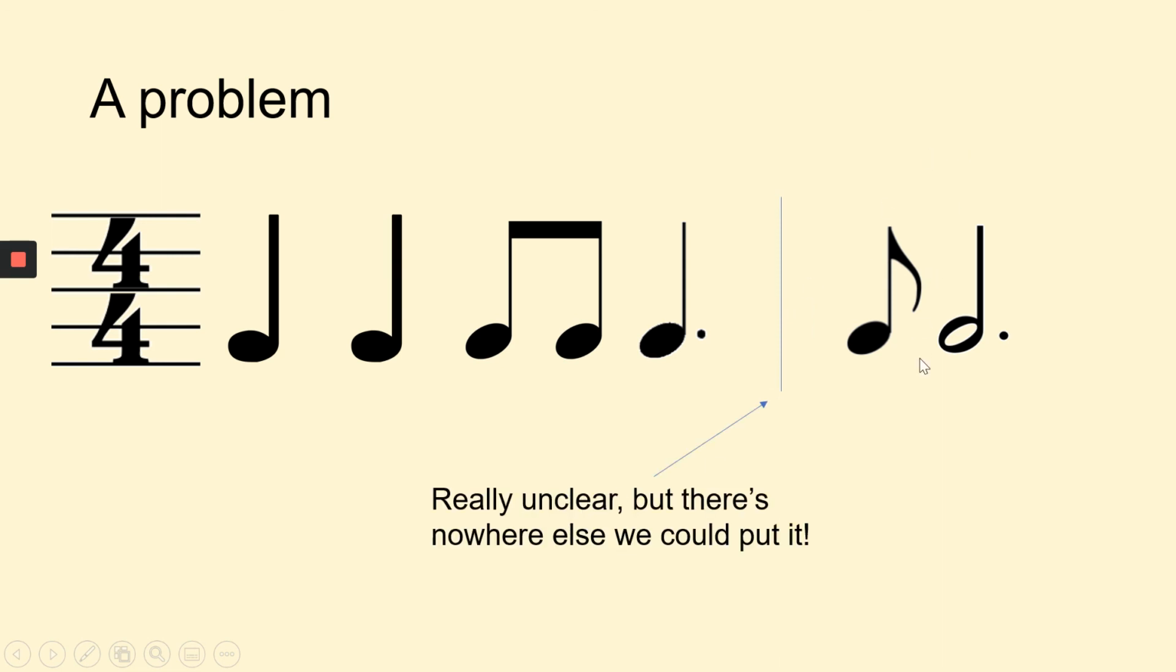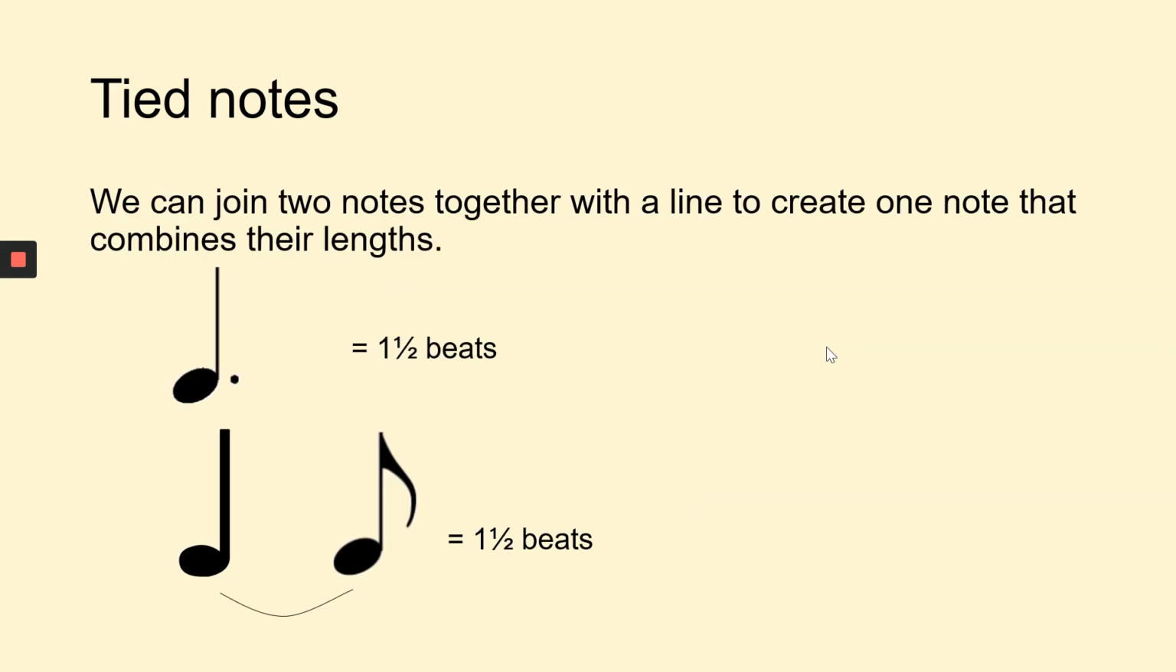If we put it over here, then none of the bars would add up properly, and if we put it over here, same problem. We end up with 3 beats over here and 5 beats over here. So how can we indicate that this note needs to last over the bar line? We do that with something called a tie. We can join two notes together with a curved line to create one note that combines their lengths.